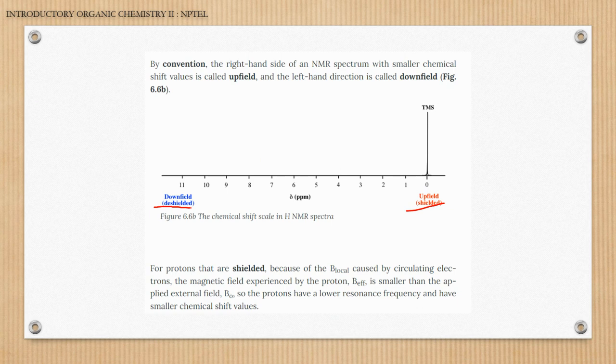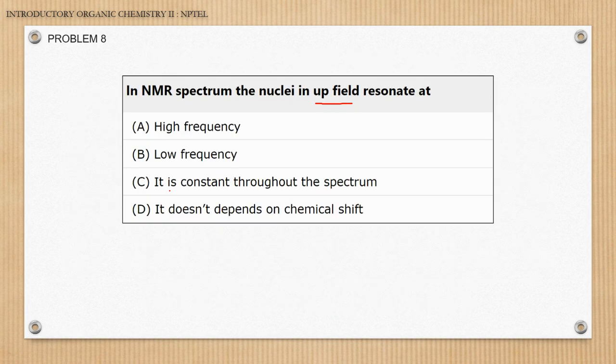Every time we get confused that upfield means the higher chemical shift value and downfield means the lower chemical shift value. But here the things are opposite. Upfield means the lower chemical shift value and downfield means the higher chemical shift value. So the shielded region has lower chemical shift values, whereas the de-shielded region has higher chemical shift values. Now the question is asking about the nuclei which is present at upfield.